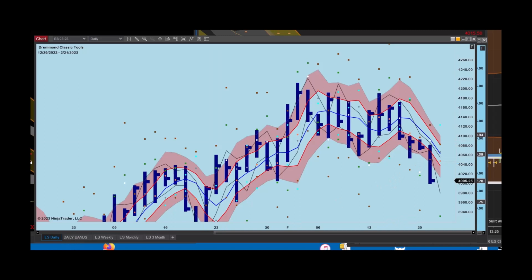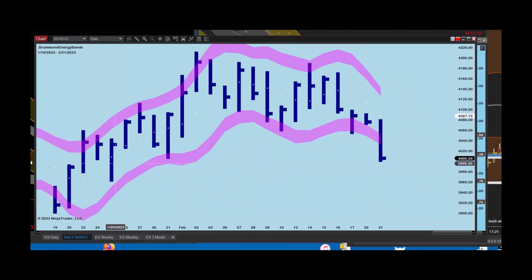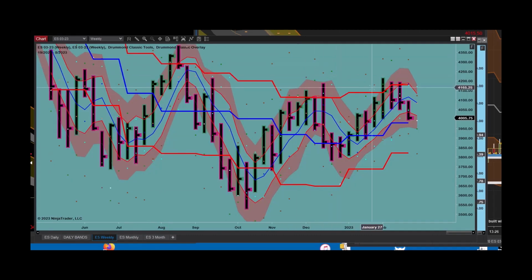If we look at it with the daily bands in mind, we put the energy bands on it, we see the same kind of thing. The energy bands are just a derivation of the envelope system that pretty much looks at the upper section of zone 5. If we look at the weekly chart, we see the same thing coming down towards the monthly PL dot. That's, as we discussed, same kind of thing. We're approaching that monthly PL dot.